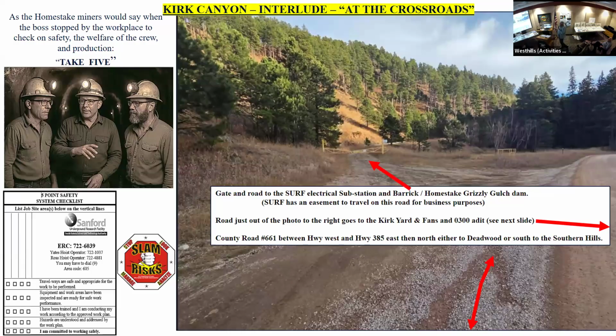About halfway through the tour, they'll take a break here at this intersection. The road to the left goes up to Grizzly Gulch Dam. The one to the right goes over to the Kirkyard and another set of fans. And the other road connects Highway 385 and 85.